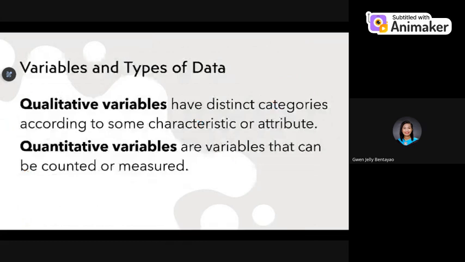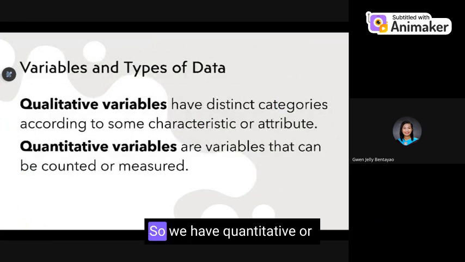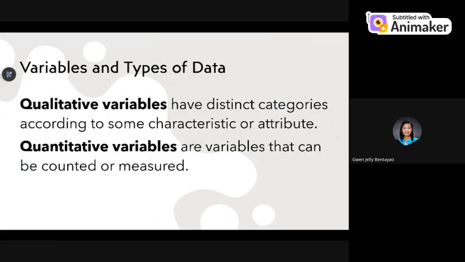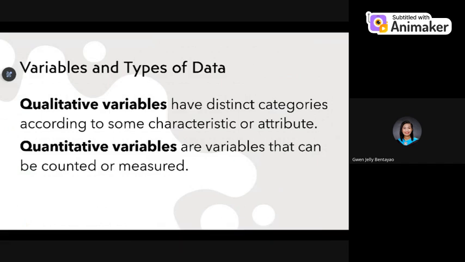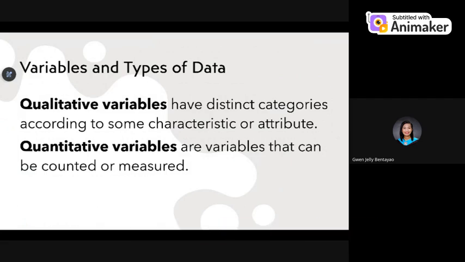Now let's proceed to the variables and the types of data. So we have qualitative or quantitative. When we say qualitative, we use text to put a name on that variable. And when we say quantitative, we put numbers. We count.